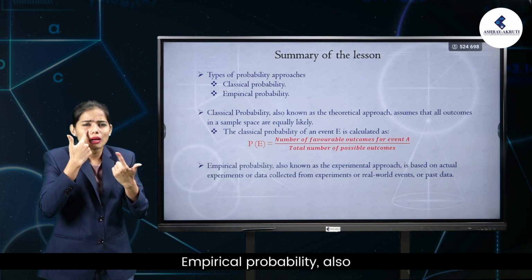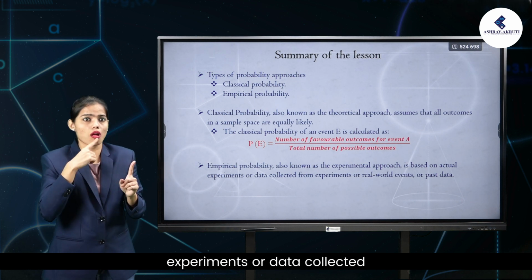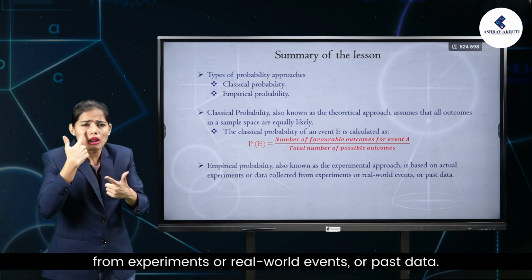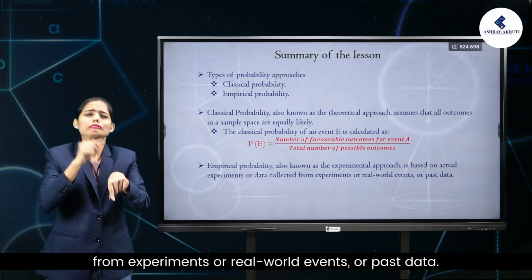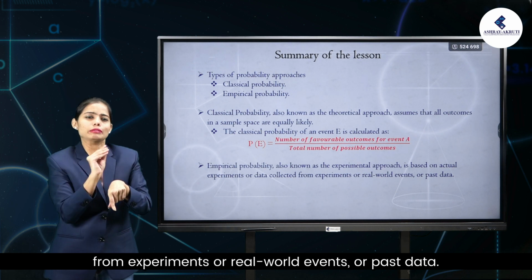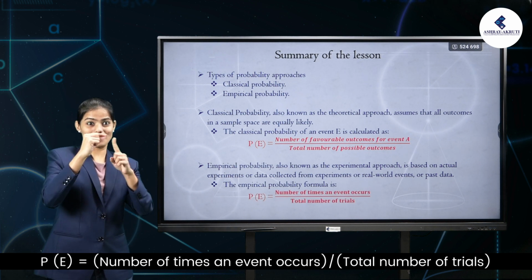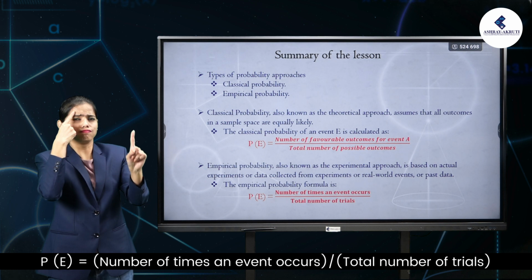Empirical probability, also known as the experimental approach, is based on actual experiments or data collected from experiments, real-world events or past data. The empirical probability formula is P(E) = number of times an event occurs by total number of trials.